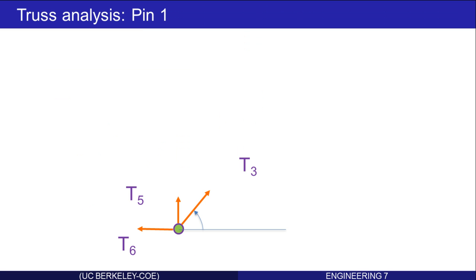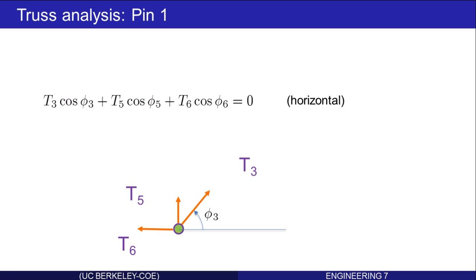It has three forces acting on it, and we'll use the angle phi to denote these angles. There's a phi 3, a phi 5, and a phi 6. Again, those are completely determined from the geometry of the truss structure and are thought of as known. Let's do the force balance in the horizontal direction. We know that will manifest itself as cosines of all the angles. T3 times the cosine plus T5 times the cosine plus T6 times the cosine must add to 0. In the vertical direction, we have the same thing, except the sine plays a role. These are the two equations we know to be true concerning the equilibrium of this pin.